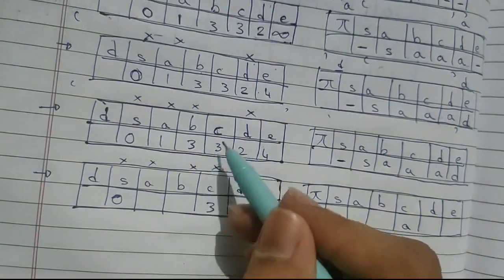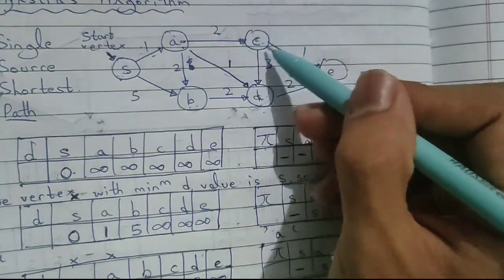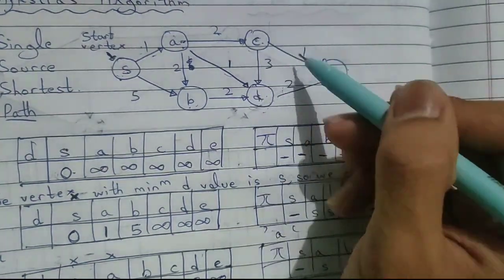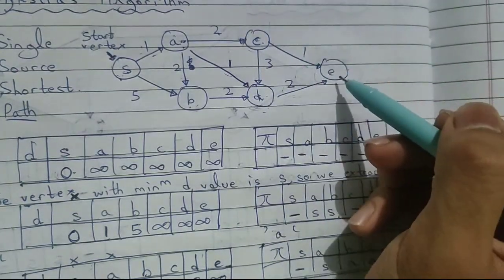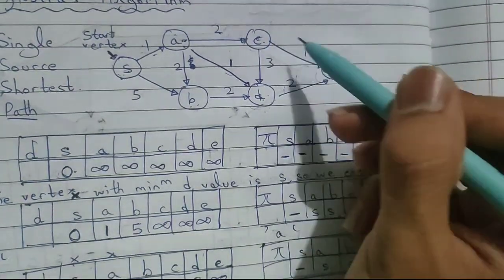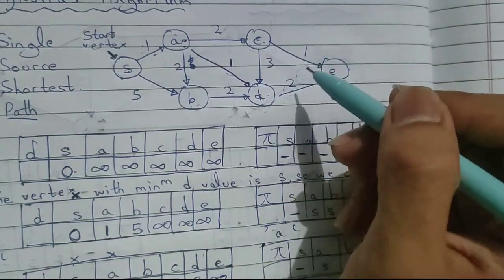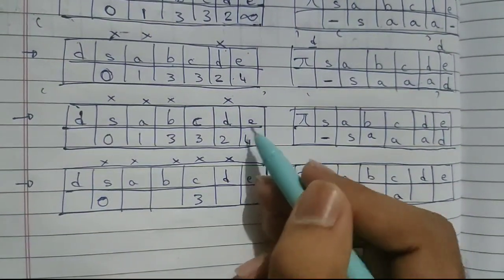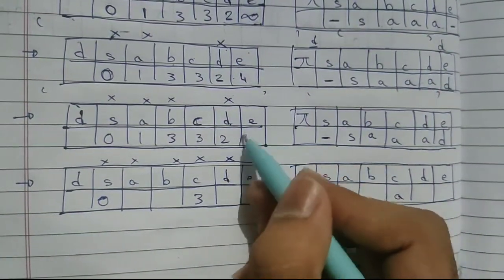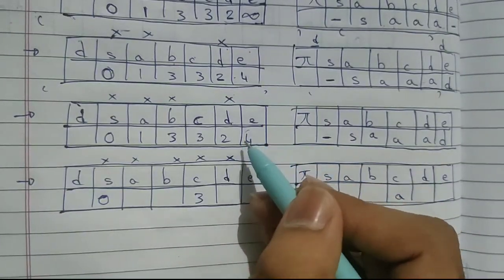Okay. Now let's have a look at C. If you look at C, we can go from C to E and C to D. That means node E and node D are the two adjacent neighbors of C. Now, the distance to C is 3, okay? So, if you want to go to E, we'll travel to C first. So, 3 plus the weight of this edge. So, 3 plus 1, 4. So, according to node C, it will take a distance of 4, okay?